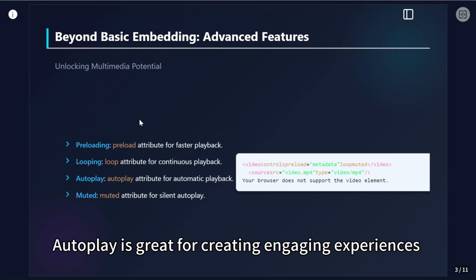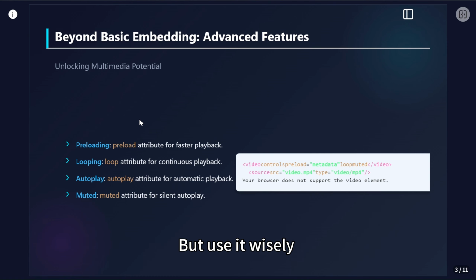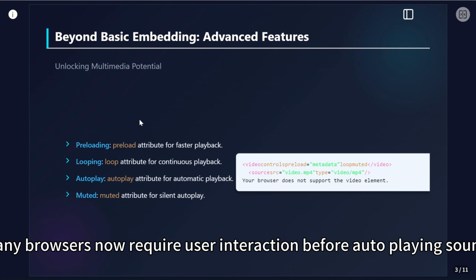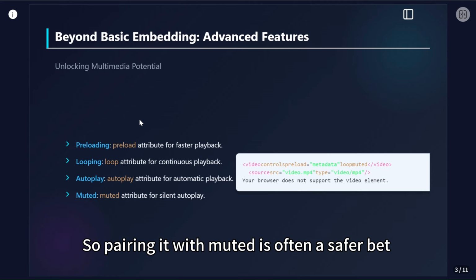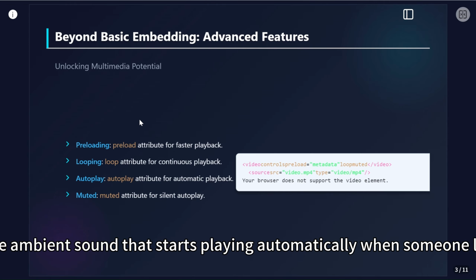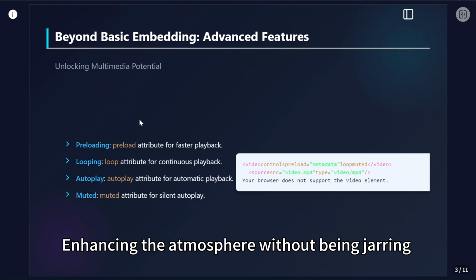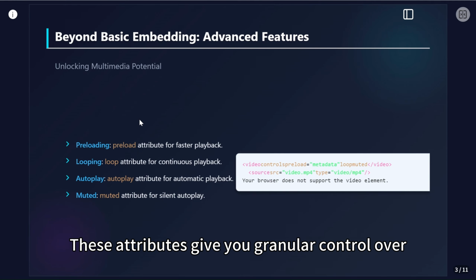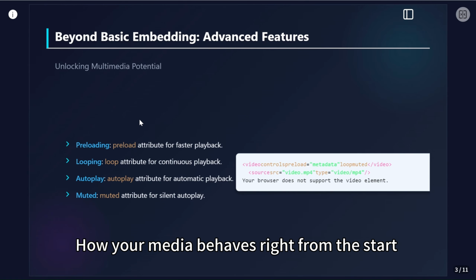Autoplay is great for creating engaging experiences, but use it wisely. Many browsers now require user interaction before autoplaying sound, so pairing it with muted is often a safer bet. Imagine a subtle ambient sound that starts playing automatically when someone lands on a page, enhancing the atmosphere without being jarring. These attributes give you granular control over how your media behaves right from the start.